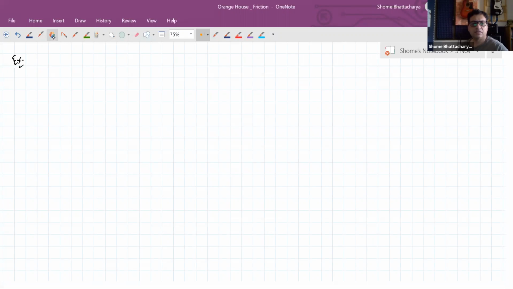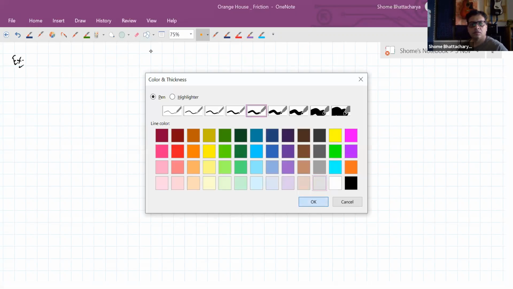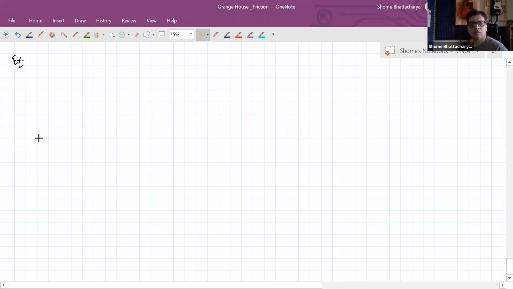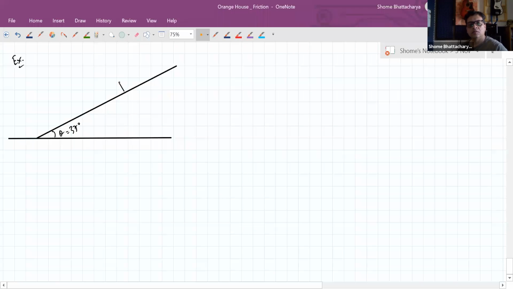So what is happening is that first case we have this situation where on an inclined plane of 37 degrees we release a block. Okay. And what we find is that it is coming down with some acceleration a1.